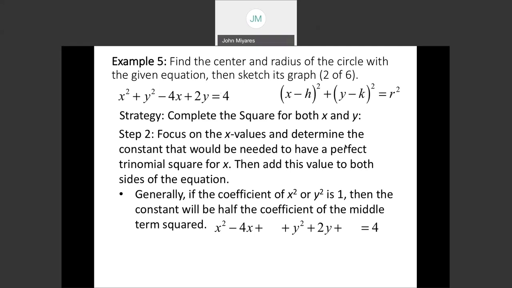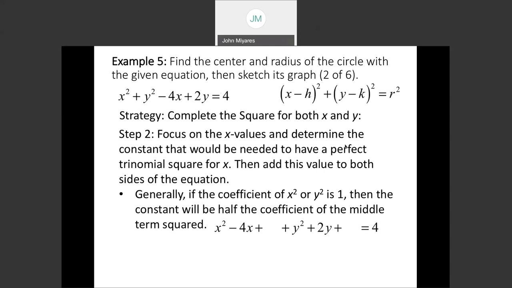Step 2, we're going to look at the x values and determine the constant that would be needed to have a perfect trinomial square for x. A perfect trinomial square is a trinomial where when you factor the expression to get two equal binomials being multiplied, or rather a binomial being squared.